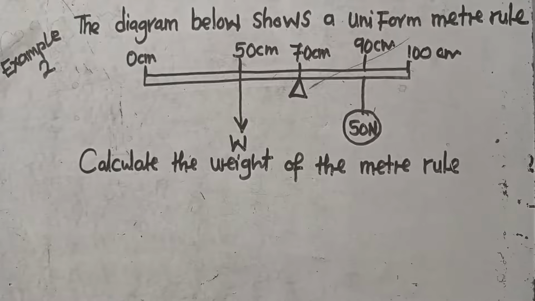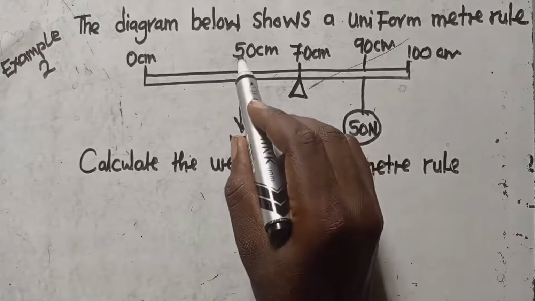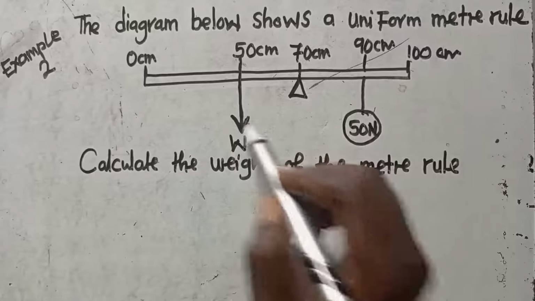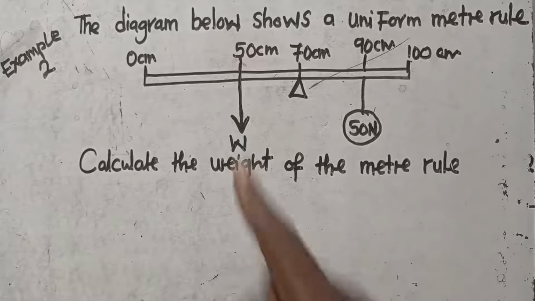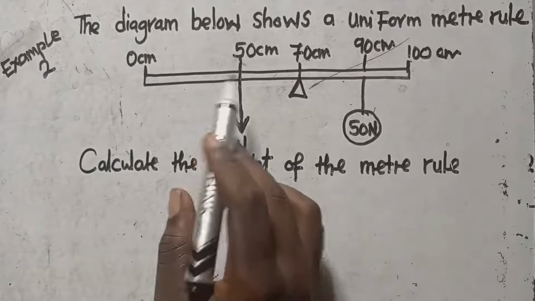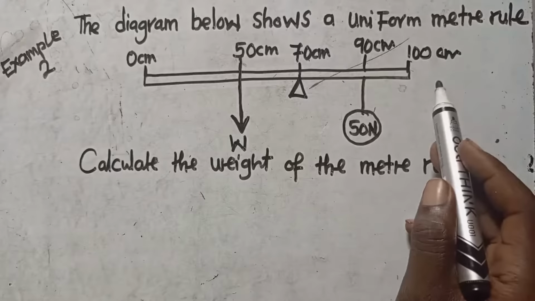How can you calculate the weight of the meter rule? I told you, the first thing you need to do, you need to find the center where all masses seem to be acting on all forces. So it is at 50. This is already at what? 50, which means that the work has been made simple. So this is what? This is already at the center. This side is 50, this side is 50.